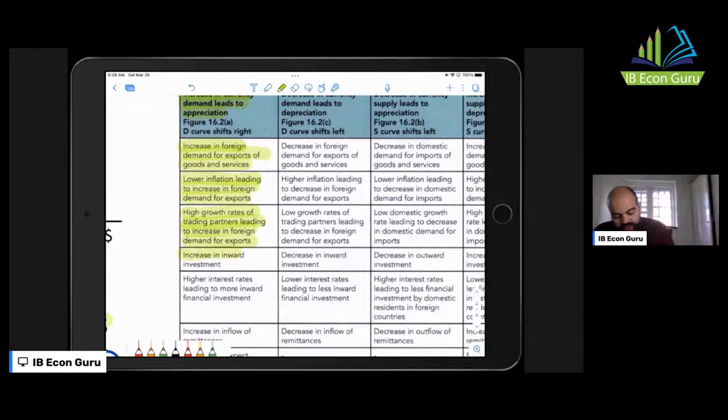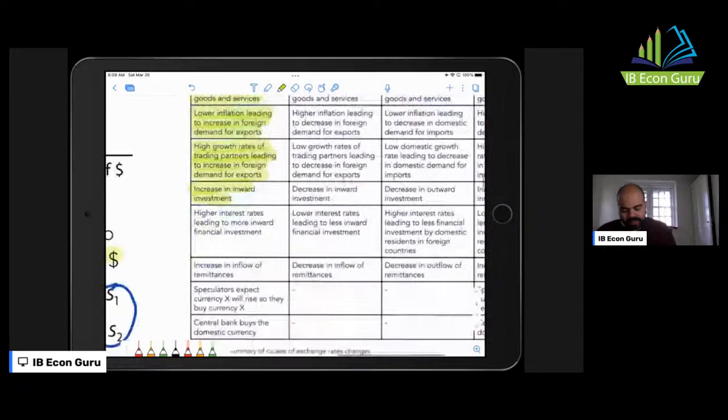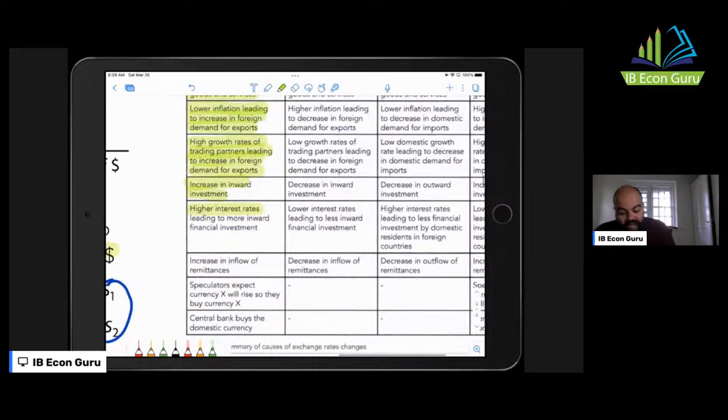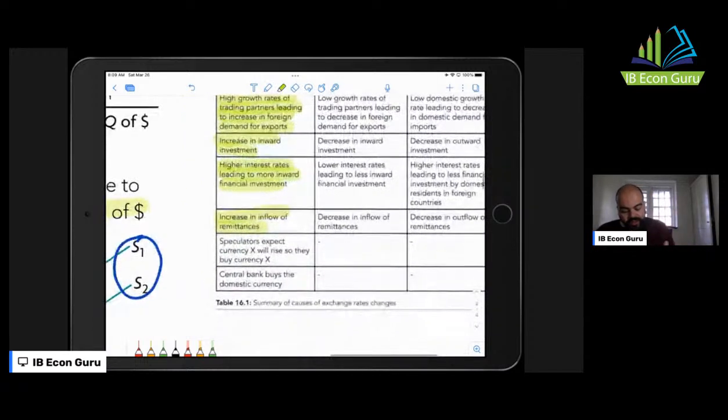An increase in inward investment. Maybe lots of Europeans are finding it safer or more profitable to invest in US financial markets. Maybe the United States offers higher interest rates than the Eurozone countries. So more Eurozone residents would rather save in American banks. That would increase the demand for the US dollar. Maybe there's an increase in the inflow of remittances. Lots of Americans live outside of America and they send money back home to their families or to save or to pay off their student debt. That increase in the inflow of remittances increases the demand.